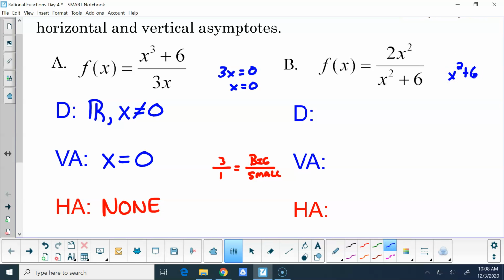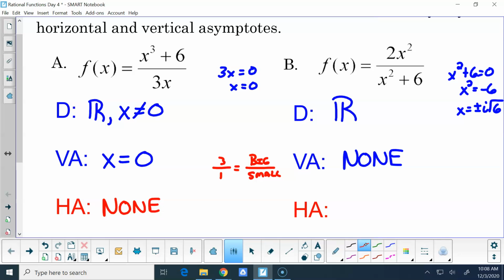X squared plus 6 equals 0. X squared is going to equal negative 6, so x is going to equal plus or minus i times the square root of 6. Since those are imaginary, we can't graph those. Okay? So that means that there is no restriction on this. So it's just all real numbers with no vertical asymptotes. We can have that.